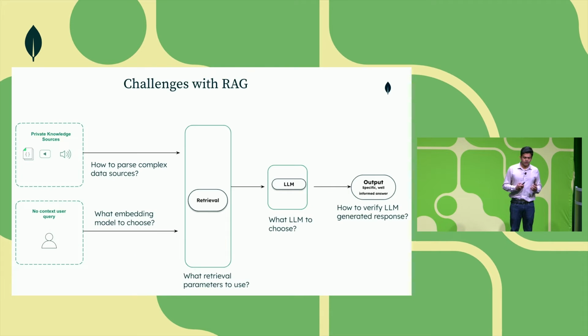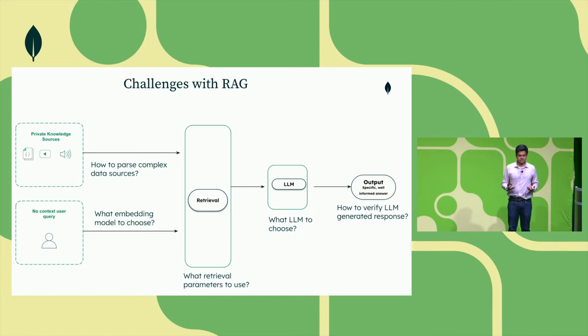But now, let's talk about those issues. What are those issues that we see? From the top right, the first thing is, how do I parse these complex data sources? We talked about tables, paragraphs, having all those interrelationships. What do we do with that? You would need to use something like an embedding model as part of your indexing and your query pipeline. So what embedding model to choose?